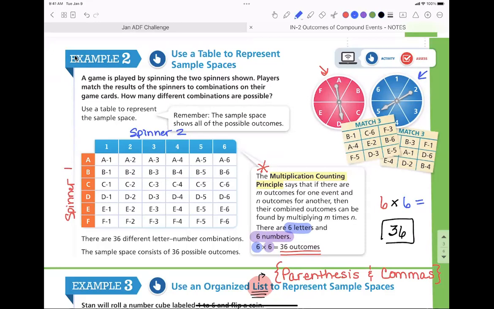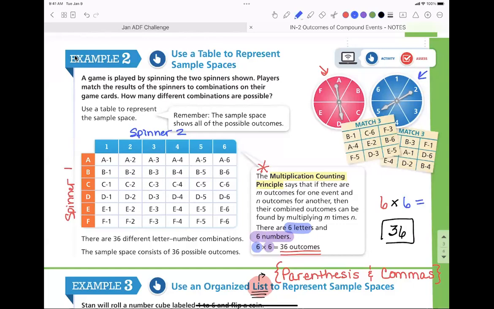Always put one event along one side and one event along the other. Okay. And I've seen it happen today. A lot of people will put 1, 2, 3, 4, 5, 6 across the top, but along the side, they put spinner 1 and spinner 2. That's smushing 2 events on one side of a table. You cannot do that. Spinner 1 is its own separate event, so it gets its own side of the table. Spinner 2 is its own event, so it gets its own side of the table.